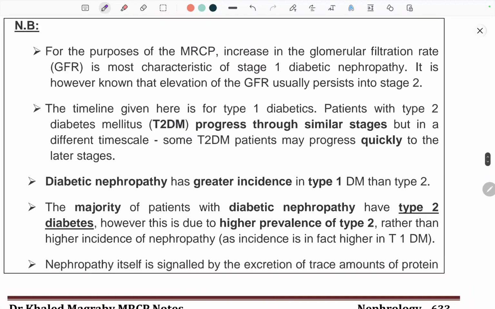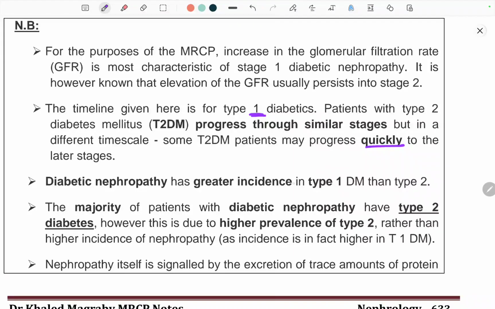For the purpose of MRCP, increase in glomerular filtration rate is most characteristic of stage 1 diabetic nephropathy. It is however known that elevation of GFR usually persists in stage 2. The timeline given here is for type 1 diabetes. Patients with type 2 diabetes mellitus progress through similar stages but on a different time scale. Some type 2 diabetes patients will progress quickly to the later stages.